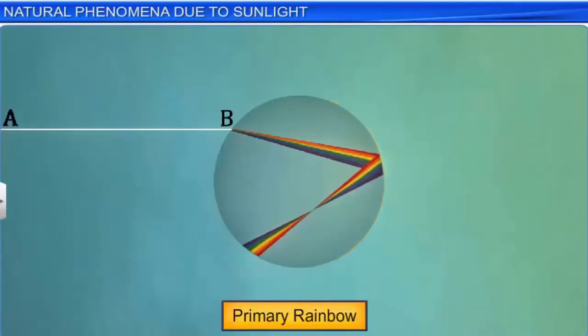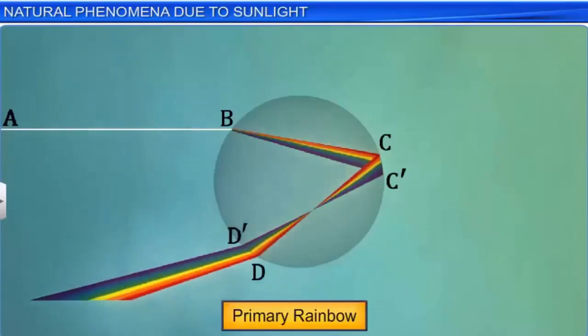The light is again refracted when it exits out of the drop of water. It is observed that the emerging violet and red colored light makes an angle of 40 and 42 degrees respectively with respect to the incoming sunlight. Now consider another water drop just below the one considered earlier. The sunlight that enters this drop also propagates in an identical way.